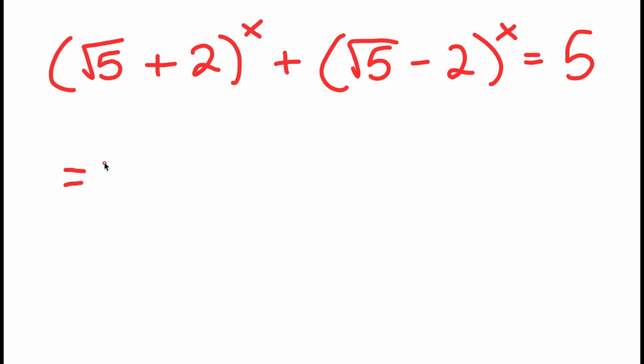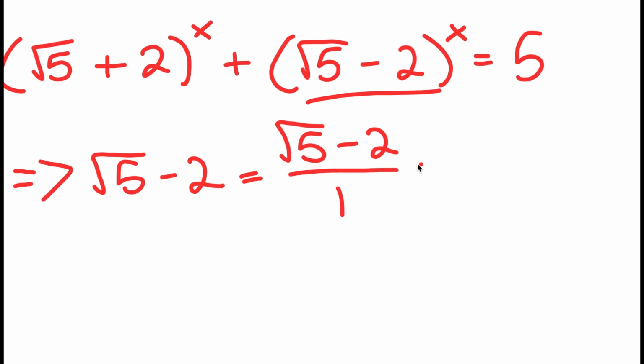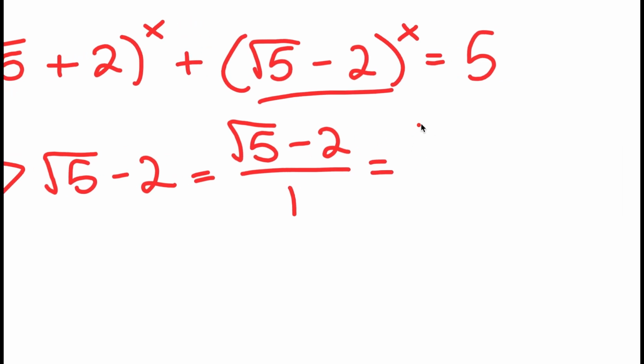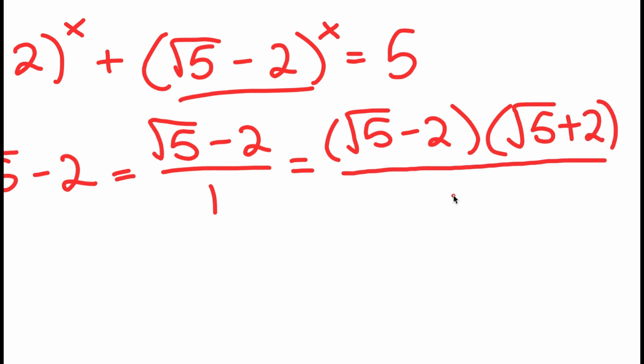Well, to start out, the square root of 5 minus 2, which is what we have here, is the same thing as the square root of 5 minus 2 over 1. And this is the same thing as the square root of 5 minus 2 times the square root of 5 plus 2 over 1 times the square root of 5 plus 2. Because in the end, these two cancel out, and we're just left with the square root of 5 minus 2.